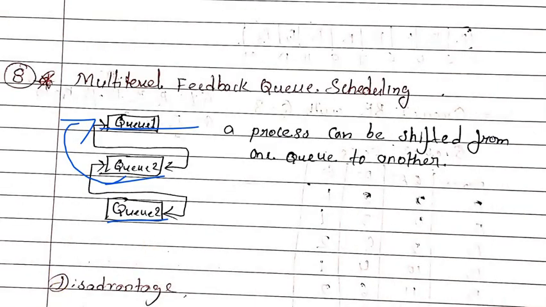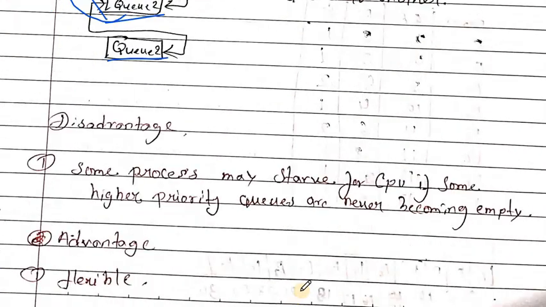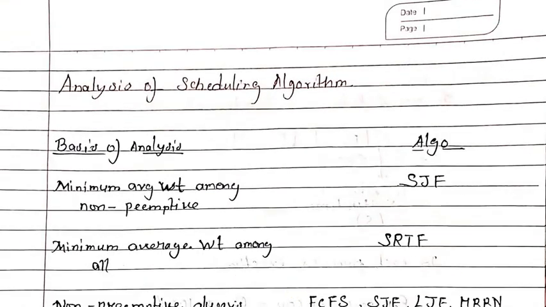So this provides flexibility for the process to shift from low priority to high priority to low priority, according to the need for execution of the process or waiting time, different things. Okay. Now here is the analysis of the scheduling algorithms.